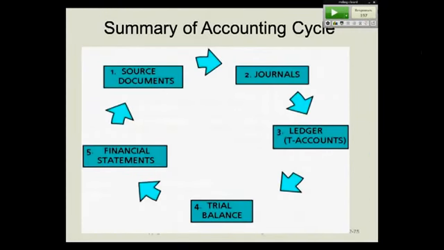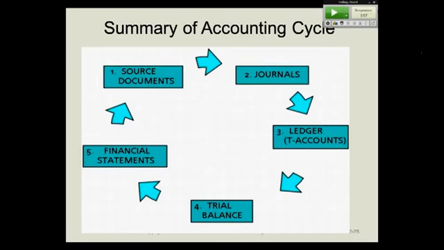Okay? And finally, this is the cycle that we have now, and this cycle is going to be changing as we move along. So again, you have source documents, journal, ledger, trial balance, financial statements. So right now, this is the accounting cycle that we're going to be dealing with.